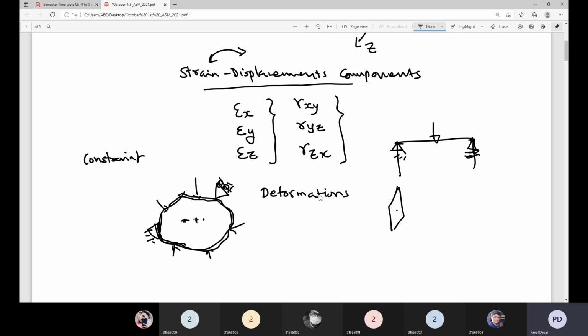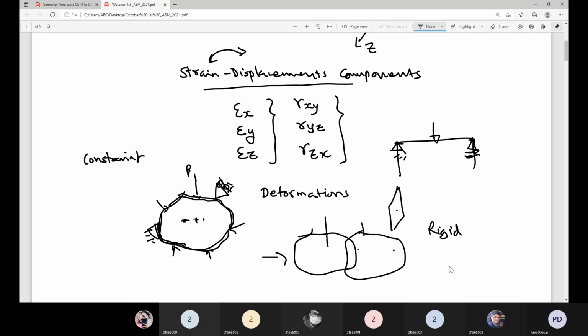Why does deformation take place in a solid body under equilibrium? Because there are external loads applied, that is okay. Under the external load there will be deformation, but why only internal deformation, and why not the shifting of the body? If I apply force, it should shift from here to here, right? It is not shifting. What kind of shifting do we call that? It is called rigid body movement.